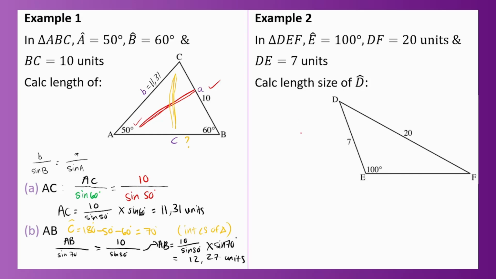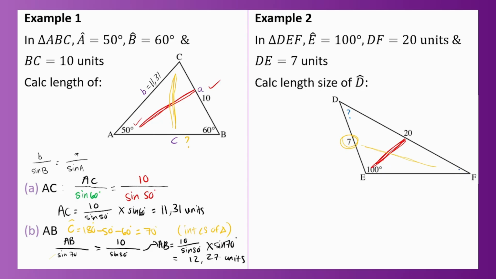Then in triangle DEF, we are given the angle here is 100, and this is 20. Do you already see they are opposite one another? So that's your pair, your solid pair where you have the numerator and the denominator. Then we are given that this over here is 7, which would be opposite angle F, but they are asking for D. So in other words, our pair usually would be, we have to find EF, okay? But we don't have that. Okay, so we don't have a pair here.